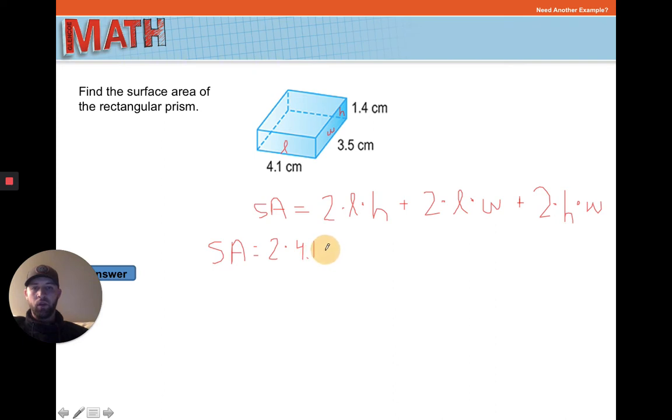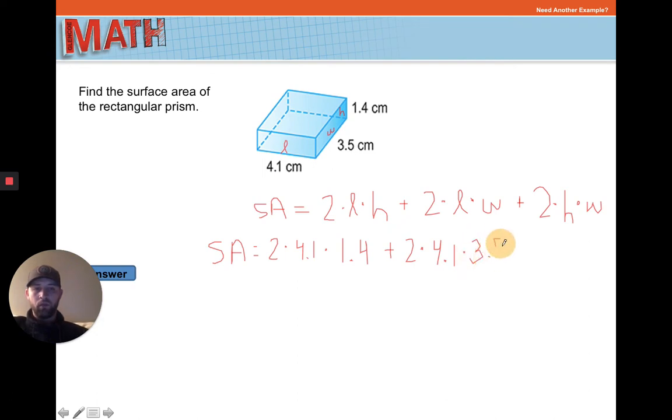We take what the height was, which is 1.4, and we plug it in. Okay, easy enough. Then we're going to go to the second one, 2 times the length. Again, we have the L, so let's plug in what the L is. So that's 4.1. And let's plug in what the width was. We have a W here, so now we're using 3.5 for the first time.